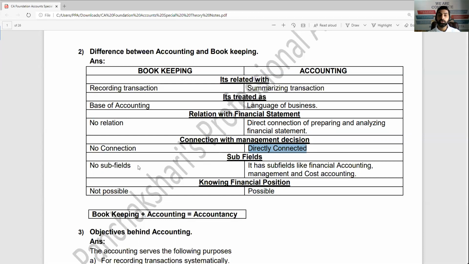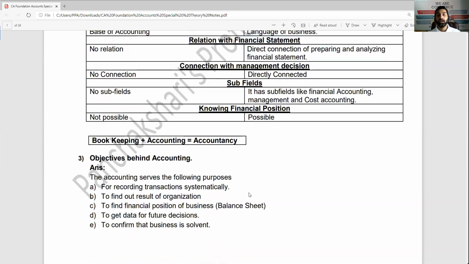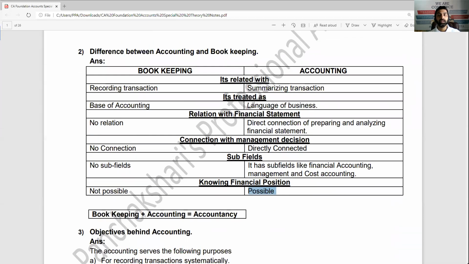Are there any subfields of bookkeeping? No, bookkeeping is just an individual thing, keeping the books, that is recording the transaction. Here we have subfields like financial accounting, management accounting, cost accounting, which we are going to discuss in detail in the next few short notes. Then knowing financial position is not possible. It is just recording the transaction. Here it is definitely possible because we prepare a variety of statements like trading, P&L, balance sheet, cash flow, and all that. So when bookkeeping and accounting comes together, then it is called as accountancy. So accountancy includes both recording the transactions as well as analyzing the transactions and coming to some conclusions. So when both of them come together, it is called as accountancy.